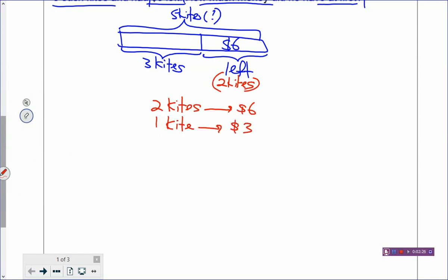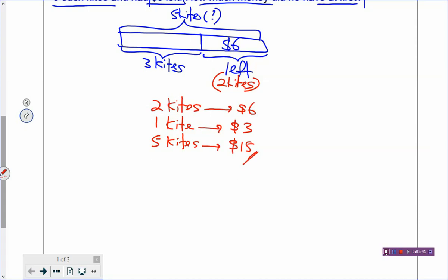And then can you find the whole rectangle? How much money does he have, which is enough to buy 5 kites? So 5 kites will be 3 times 5, or 5 times 3, $15. So you have solved the problem.